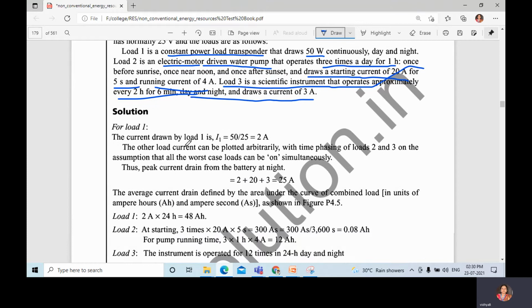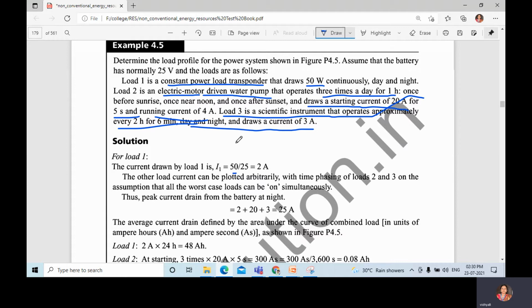First load. The current drawn by load 1, I1, is equal to 50 watt divided by 25, you will get 2 amps. Usually we write P is equal to V into I, right? We want I, so what we'll do? P divided by V. That is what they have written here. We get the current 2 amps.